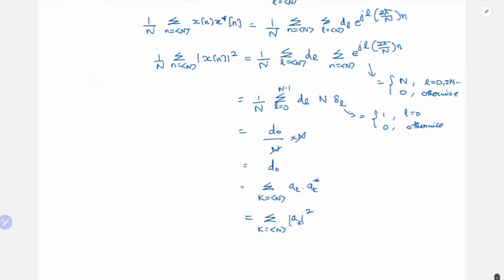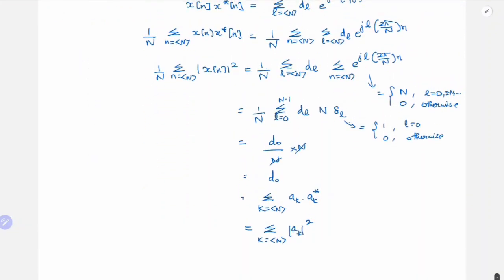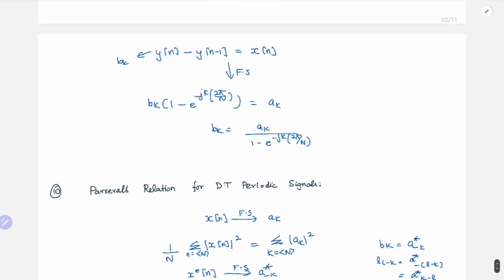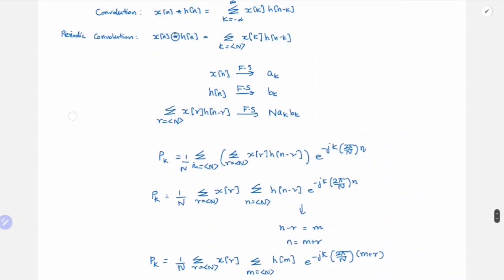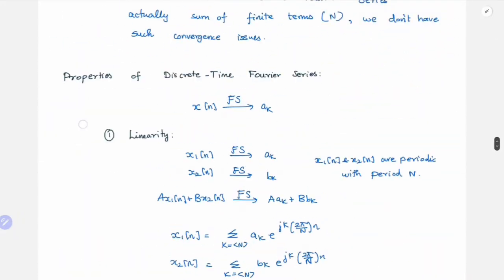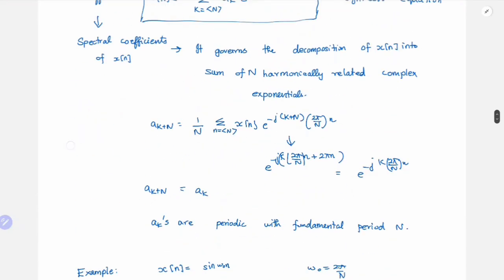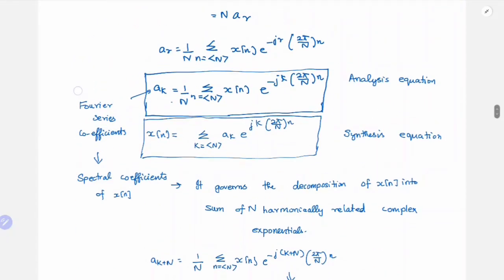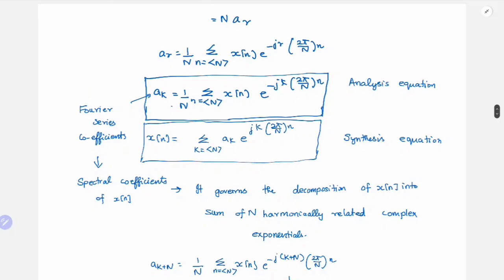So that's all for the properties of the discrete time Fourier series. It may look quite daunting the first time, but it is all derived from two simple equations, which are nothing but the analysis and the synthesis equation, right? So where did we have this? Here. Everything is derived from only these two equations. All are consequences of this.